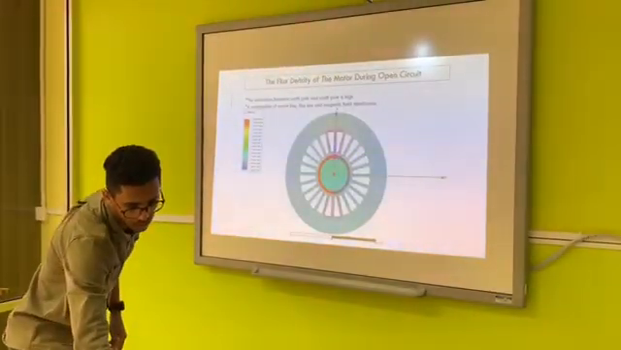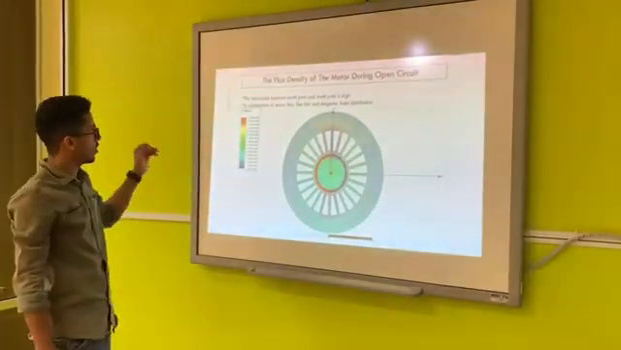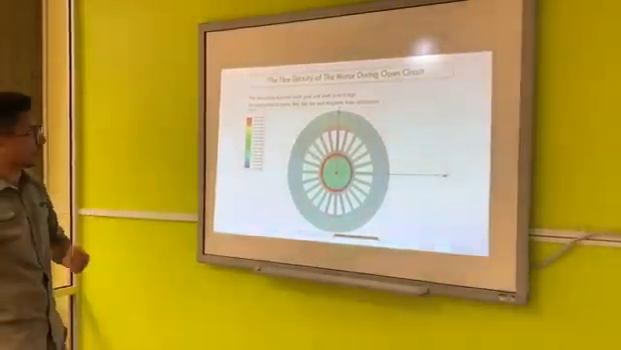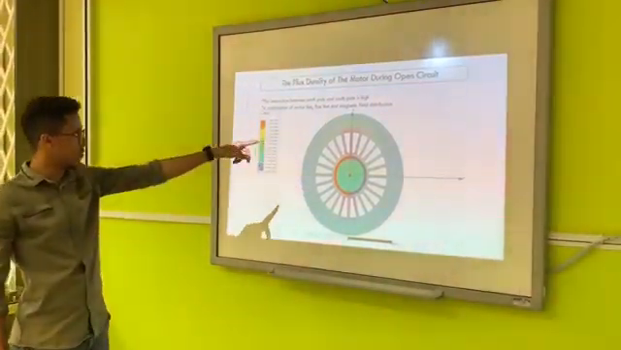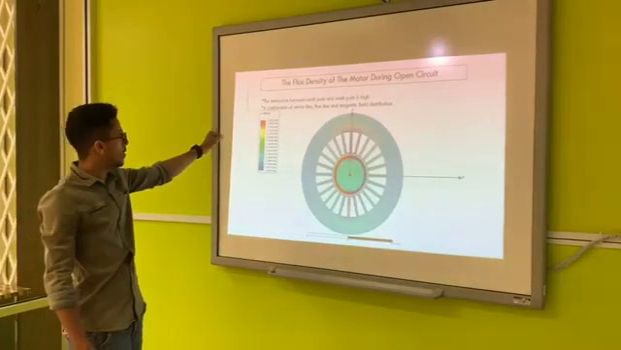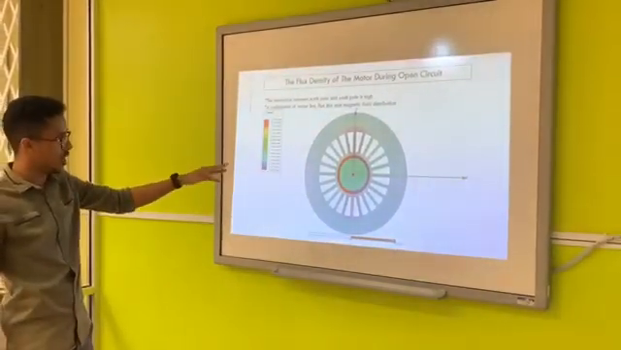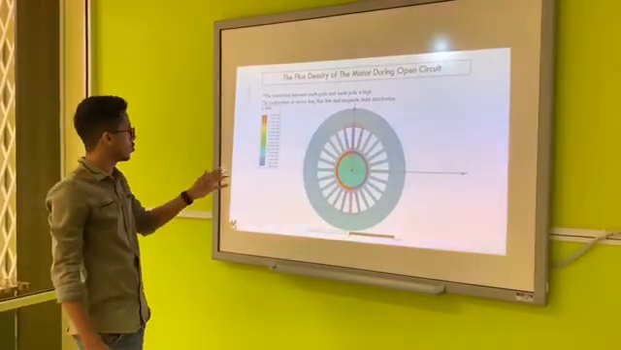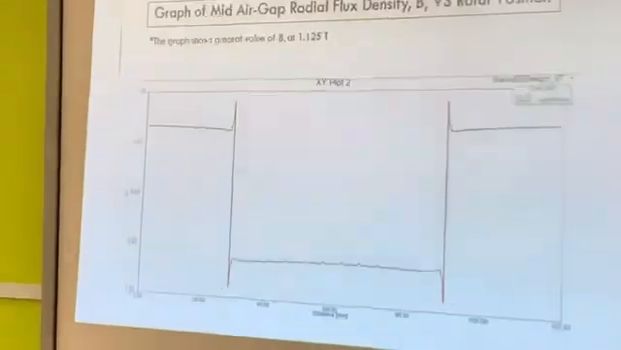Next is the flux density of the motor during open circuit. The interaction between the north pole and south pole is very high, as it shows the critical value here. This motor model shows the combination of the vector line, flux line, and magnetic field distribution.